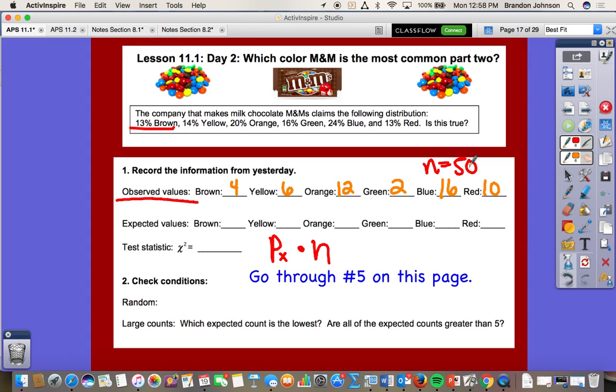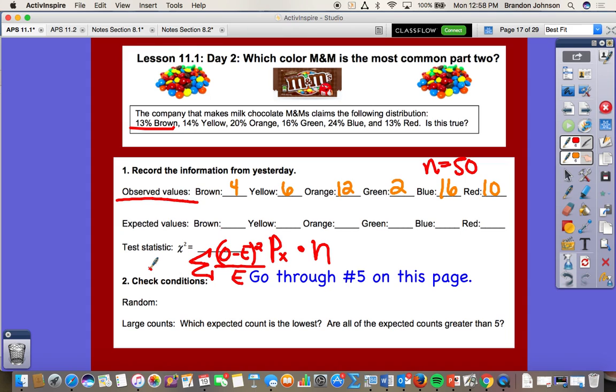How do I get the chi-square value again? You have to take the sum of the observed minus the expected, squared. Good. So the sum of the observed minus the expected squared, divided by the expected. Cool? All right.